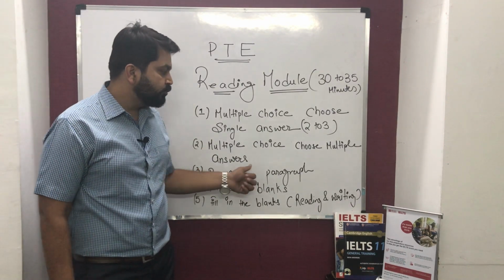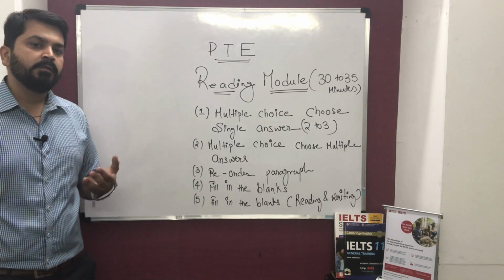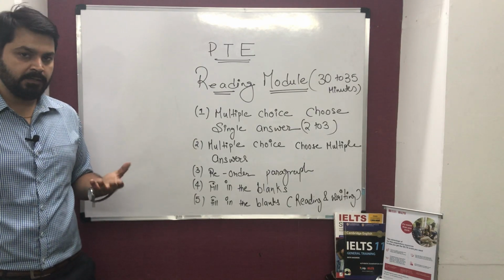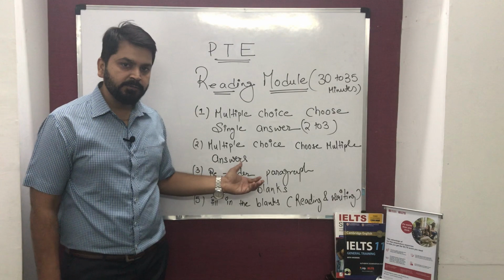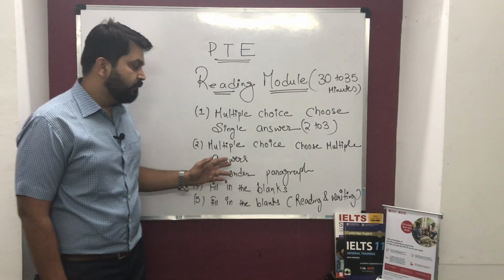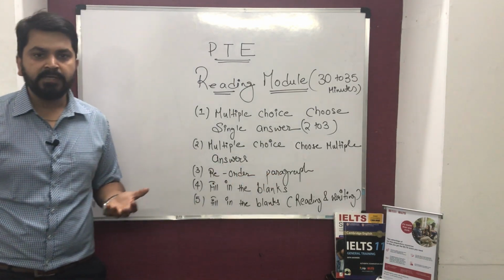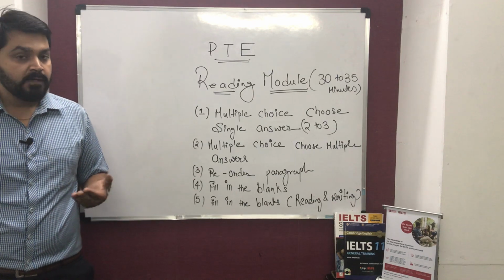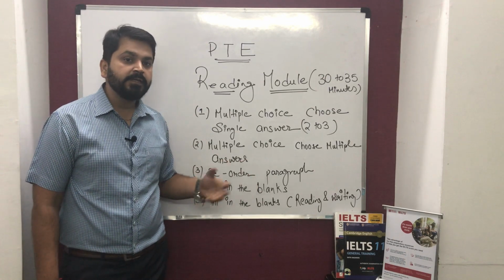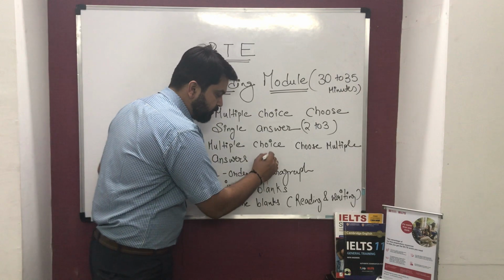Next is multiple choice, choose multiple answers, which means there will be a passage. What is the difference between a paragraph and a passage? A passage is a group of paragraphs. So there will be a passage which may have 2 to 3 paragraphs, or there could be a paragraph only, and from there you have to choose multiple options. It would be around 5 or 7 options. If there are 5 options, generally 2 would be correct. If there are 7 options, generally 3. So here you will have 2 to 3 question types like this.